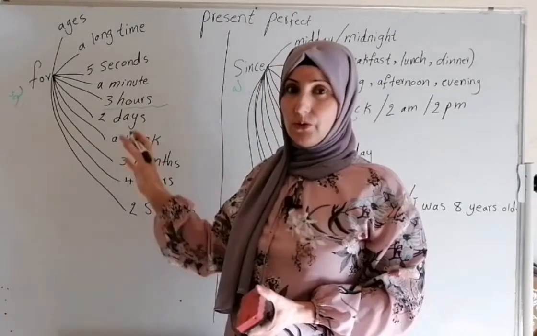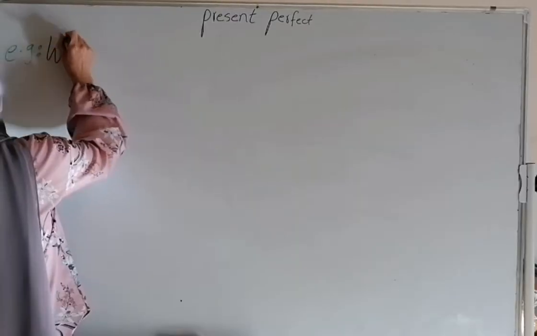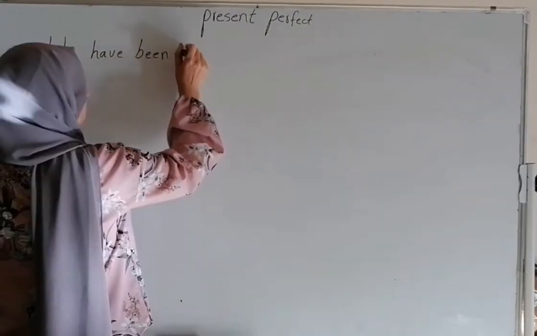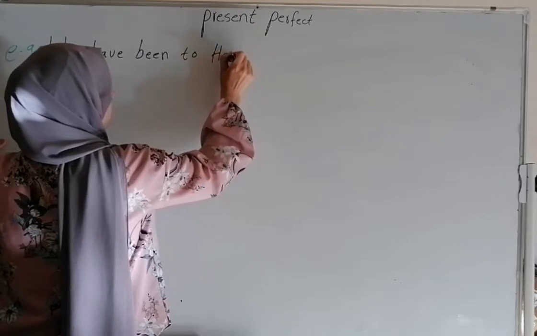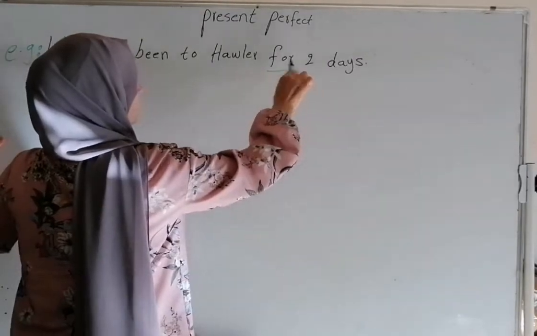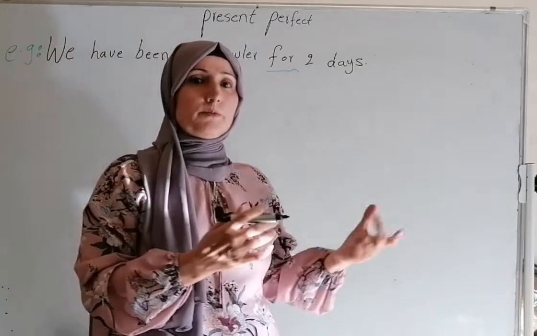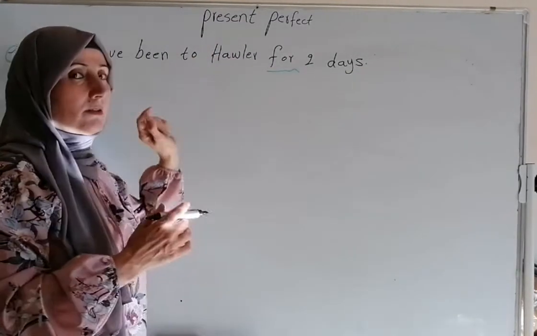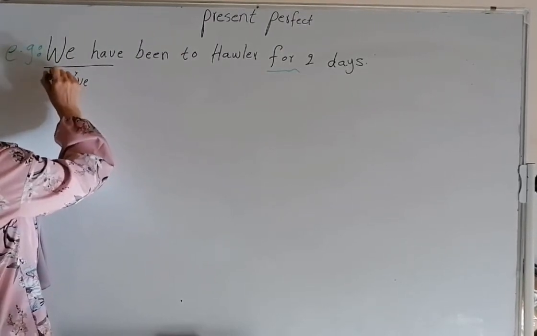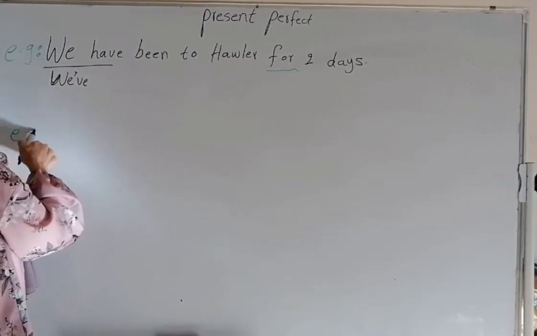Now I'll give you an example for "for" and "since". We have been to Howler for 2 days. If you change this sentence to a negative, we say we have not been to Howler. We have not been to Howler. And we can contract this: we've been.